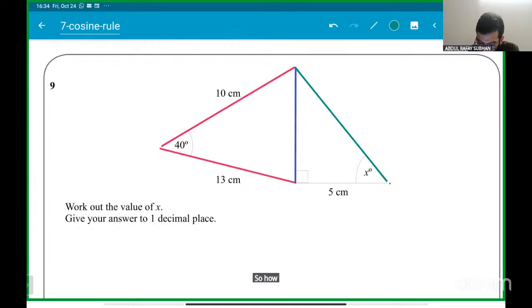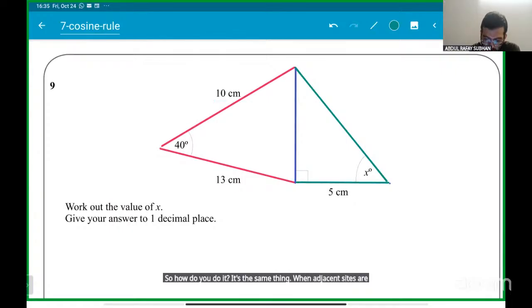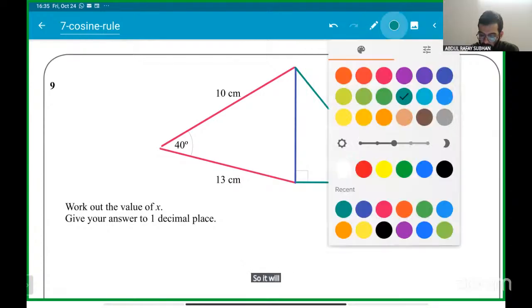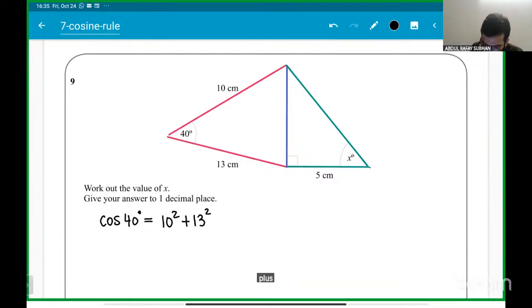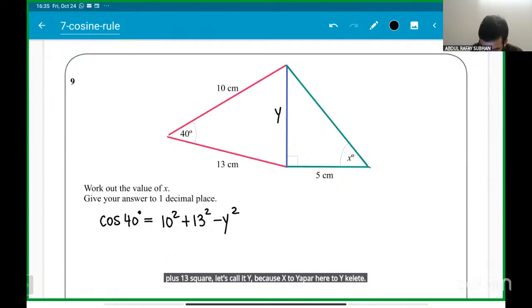So how do you do it? It's the same thing. When adjacent sides are available and the angle is available, it will be the cosine rule that we have to apply. So cos 40 degrees is equal to 10 square plus 13 square, let's call it y, minus the y square, divided by 2 times 10 times 13.